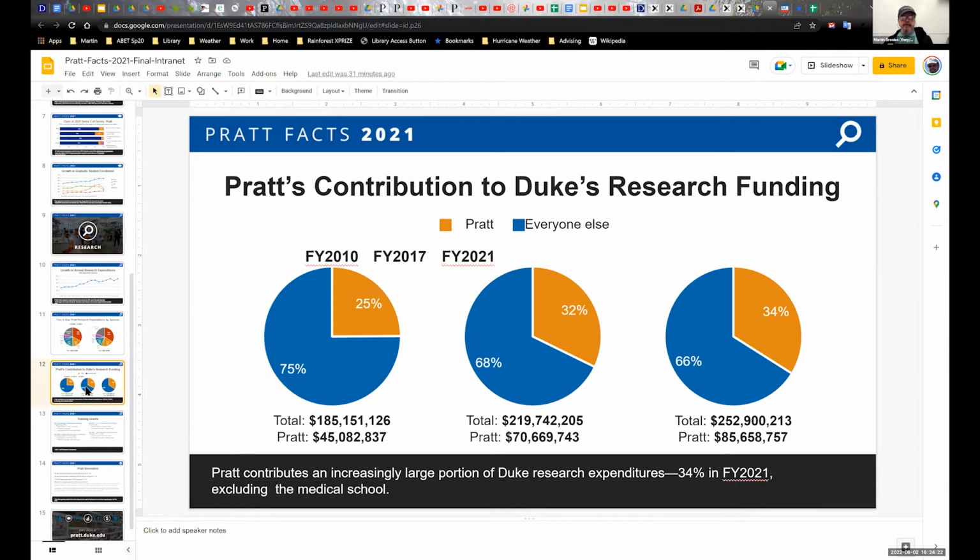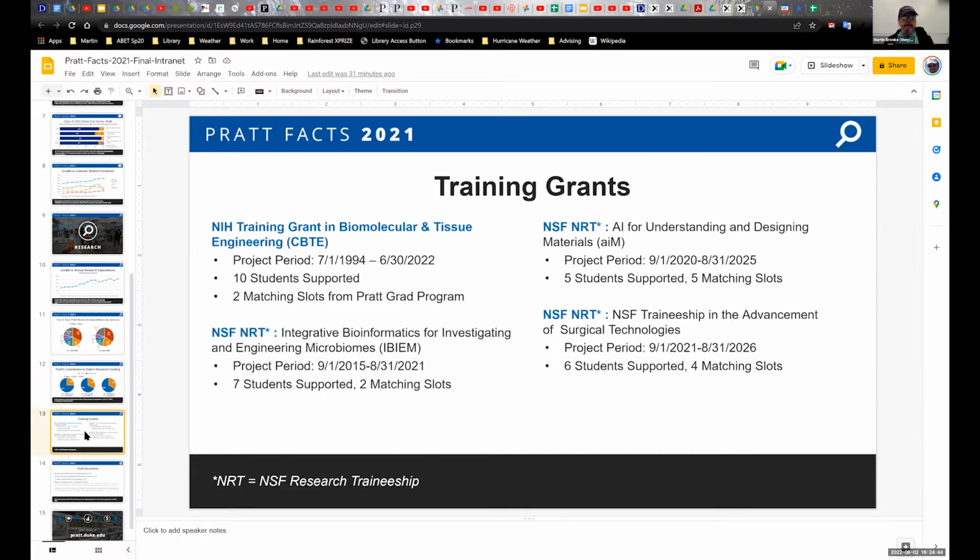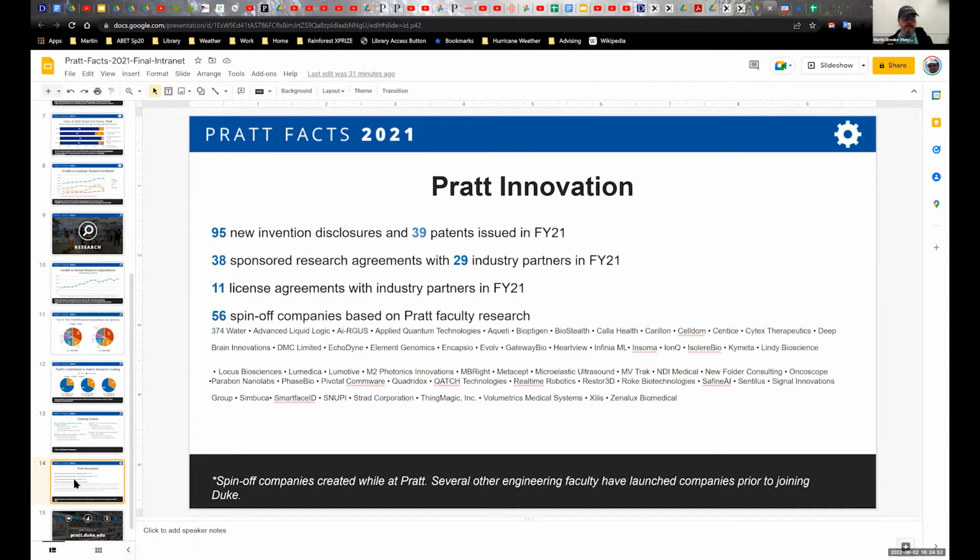Pratt, as a contribution to the entire university's research budget, has been growing over the years. And I think it's gotten bigger than 34%. Most of this other percentage comes from the medical side. Duke has a large hospital. It's extremely well-funded by National Institutes of Health. A lot of medical research. These are some of the larger grants that Duke has had from NIH and NSF in recent years.